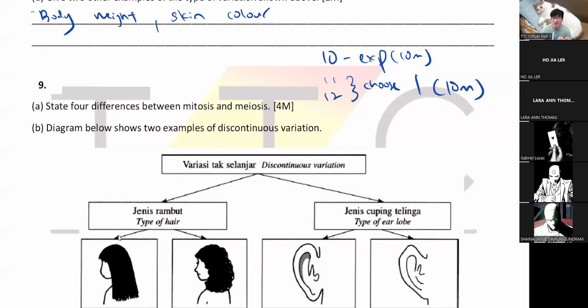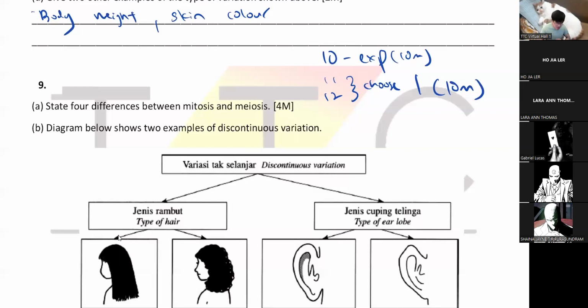So what's the difference? Mitosis takes place in somatic cells. Meiosis takes place in reproductive cells. Full stop. 1 mark. Then mitosis does 1 cell division. Meiosis does 2 cell divisions. Full stop. Another mark. Mitosis produces 2 daughter cells. Meiosis produces 4 daughter cells. Full stop. Another mark. Mitosis creates genetically identical daughter cells. Meiosis creates genetically non-identical daughter cells. So another mark. So 4 marks there.